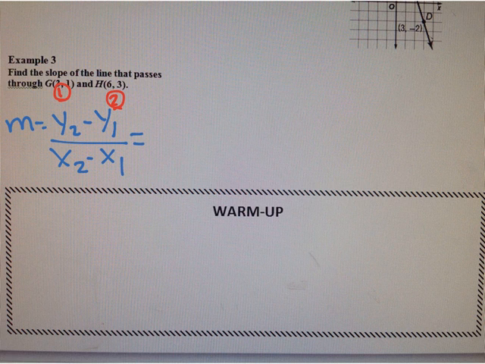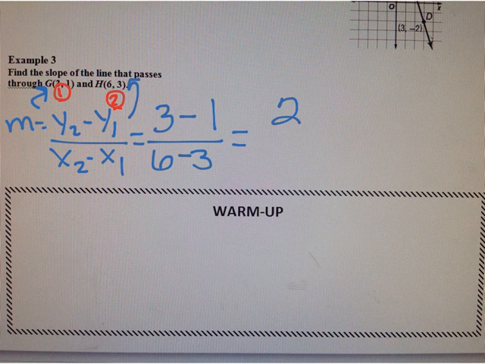Okay, so if I look at the second ordered pair, my y value is going to be 3 minus, and I go back to my first ordered pair, and that y value is 1, over, let's go back to my second one. Okay, my x value is going to be 6 minus, now let's go to the first one, 3. Okay, so now all I have to do is simplify this fraction. 3 minus 1, on the numerator I'm going to have 2, and then on the denominator, 6 minus 3 is going to be 3. So 2/3 is my answer for the slope.